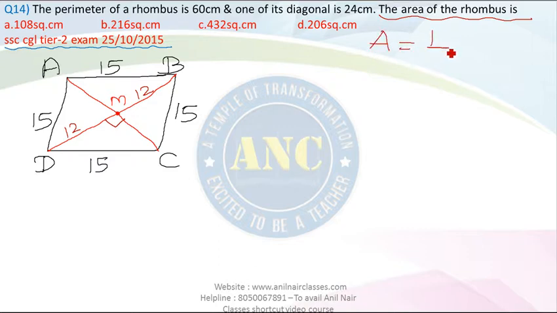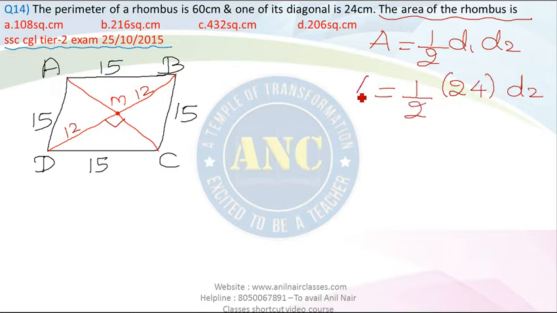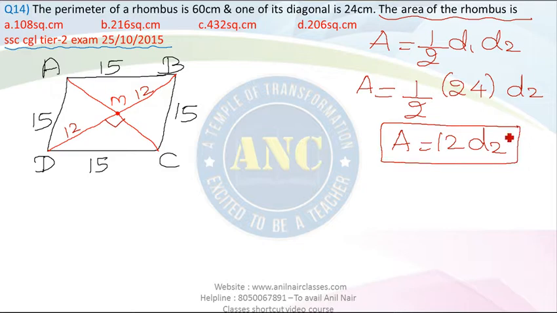Now find the area of the rhombus. Area of the rhombus is half into D1 into D2. Half into one of the diagonals, which is 24, and another diagonal I don't know. That means area is 12 D2. If I know the D2 value, I will know my area value. Simple. Now let us find the second diagonal value.